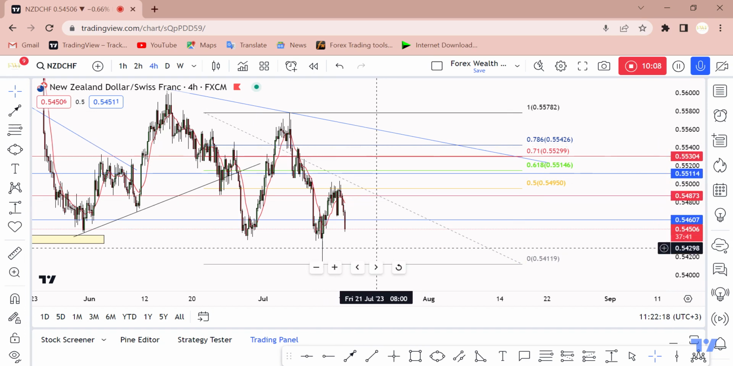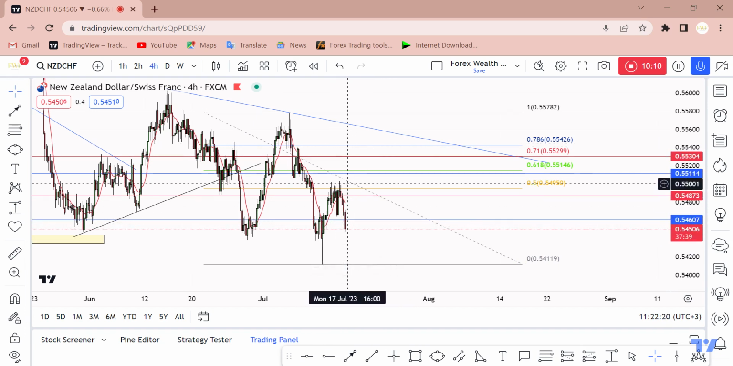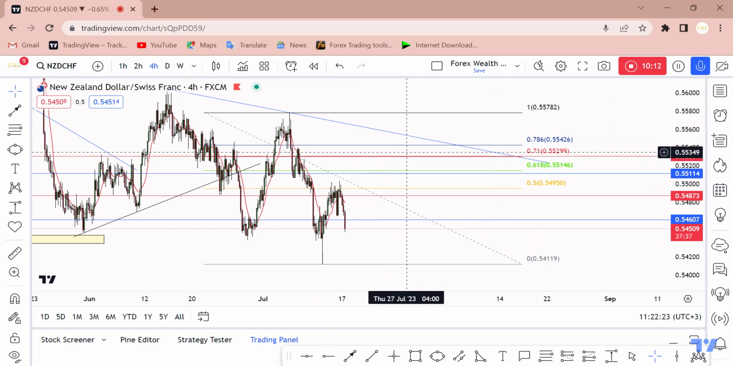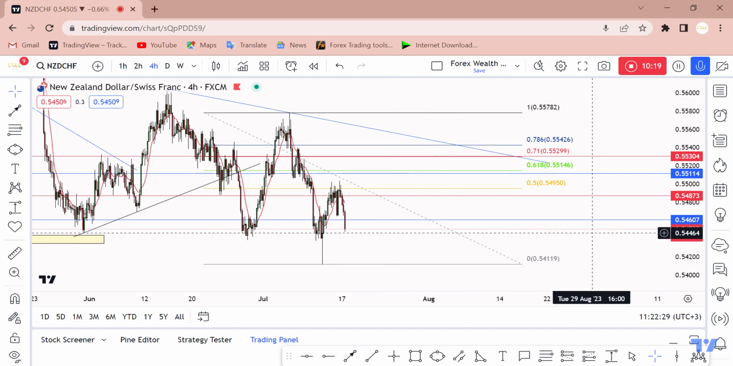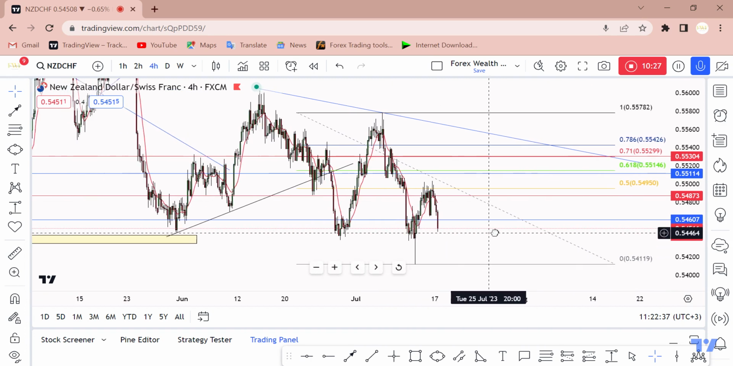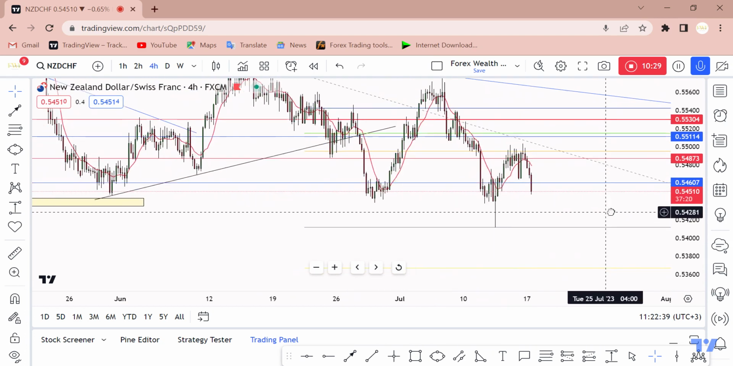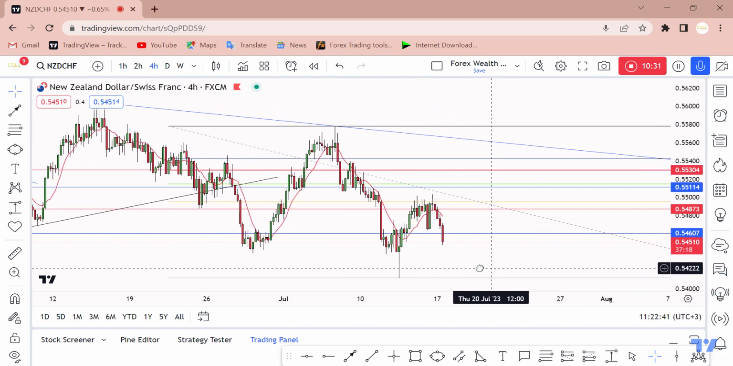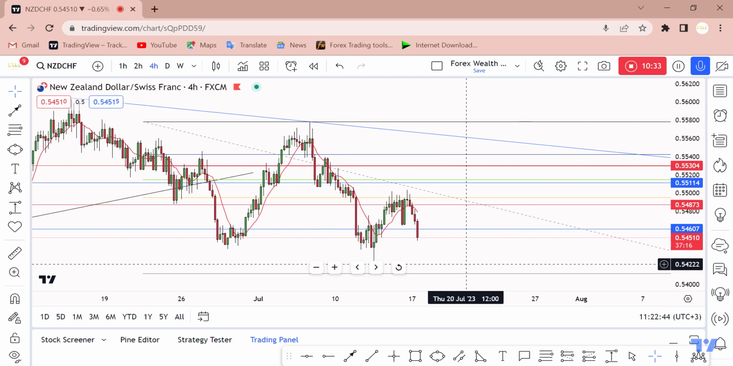So I think it's kind of a fake signal, and it will come up again and retest the trend line and also retest one of the fib levels. I'm waiting for the price to see what it will do, and if it comes up to those levels, it will be a great opportunity to sell your NZDCHF. So those are my pairs and watch list for this week.